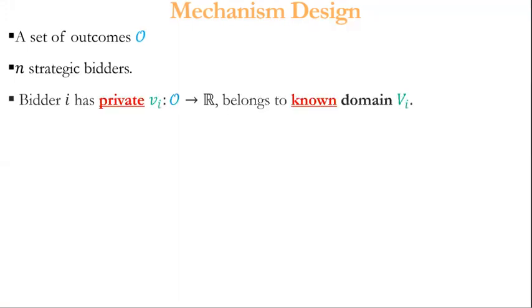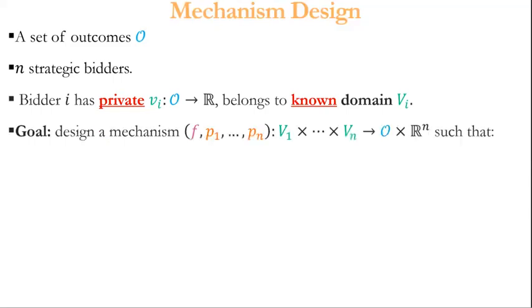So in mechanism design, we have a set of outcomes O and strategic players, and each player i has a private valuation function that specifies its value for every outcome. The valuation function Vi is private and belongs to a set of valuations that is known in advance, which we call the domain and denote with capital Vi.